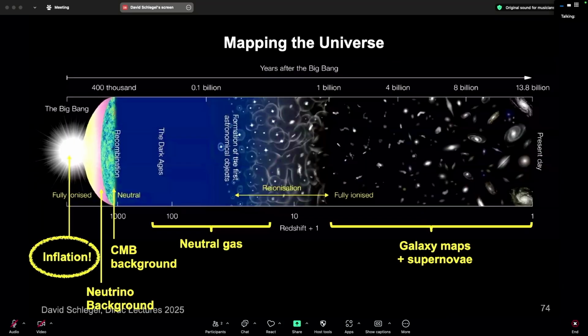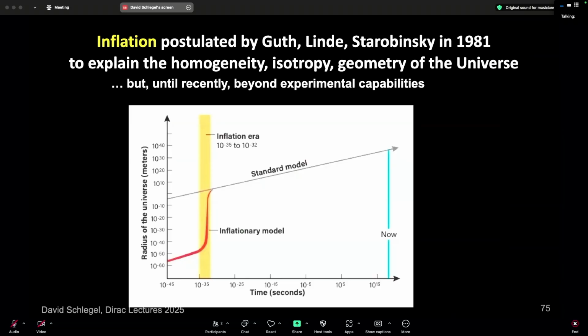Okay, so I'm done now talking about mapping. I've taken you back to the first second of time, so now we're going to go to the first second of time for the end here. This is the inflation epoch. As Lecha talked about, it was postulated that there is an inflationary potential in the first fraction of a second of the universe that would explain the homogeneity and the isotropy of the universe.